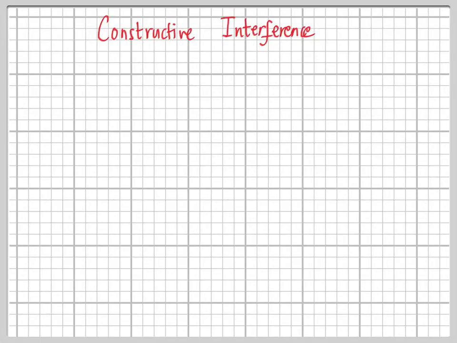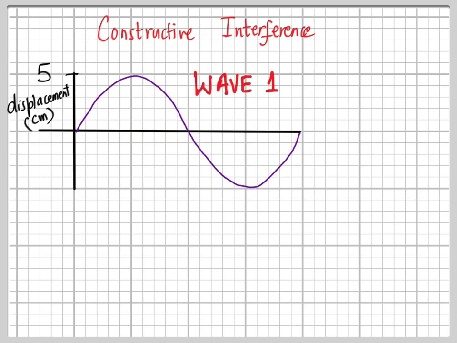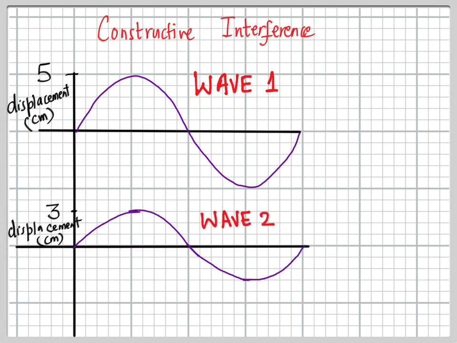In this video, we are going to look at constructive and destructive interference. So let's first look at constructive interference. We have got wave 1, which has an amplitude of 5, and wave 2, which has an amplitude of 3. Both 5 and 3 are in centimeters. If you look at the axis, the unit is labeled.